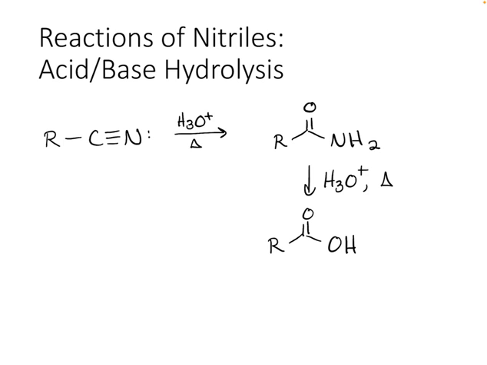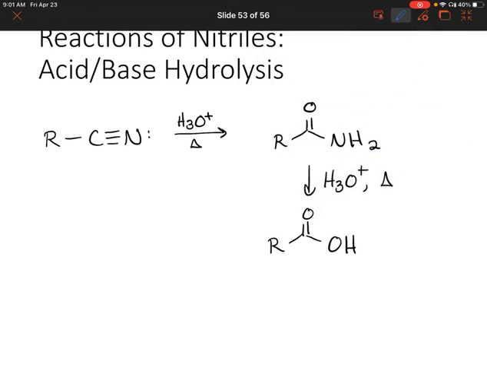Now, the other way that we could get back to that carboxylic acid is by using base hydrolysis. So we could also use sodium hydroxide and heat, as well as acid at the end to protonate the oxygen on the carboxylic acid.